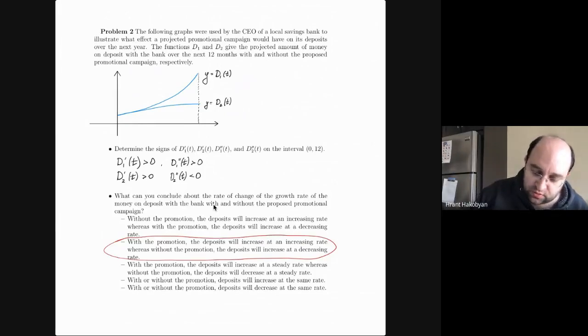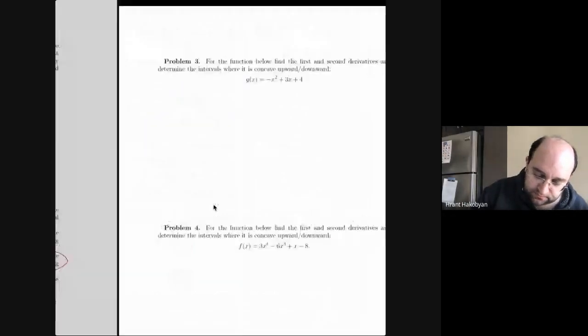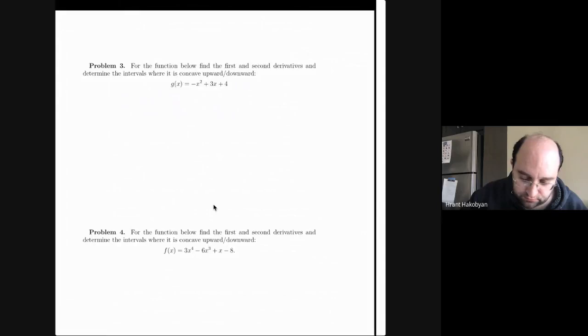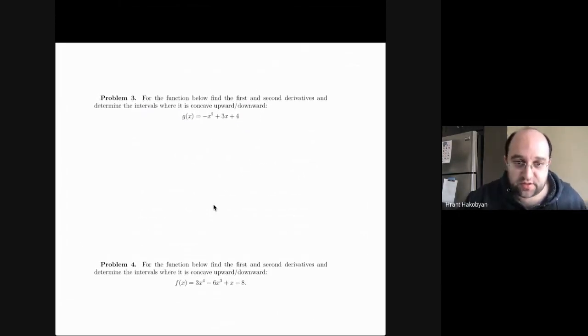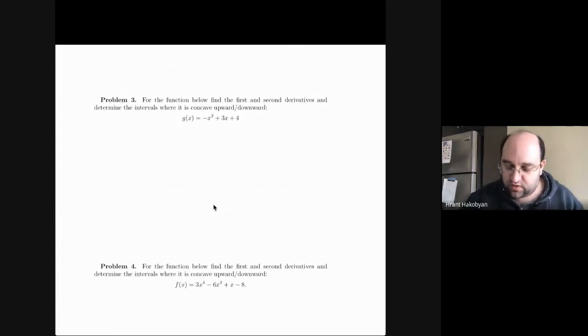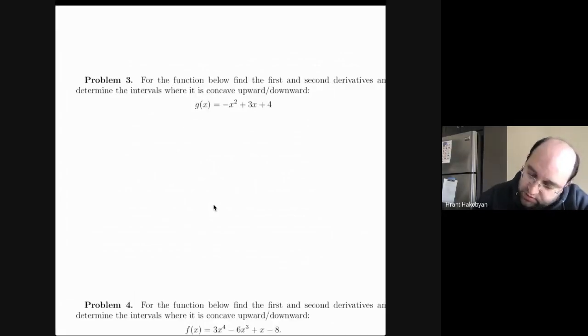Okay, so the next ones. Now we're given functions and we'll have to figure out the intervals where the functions are concave up and concave down. Okay, so let's look at this example here. For this function, find the first and second derivatives and determine the intervals where it is concave up and down.